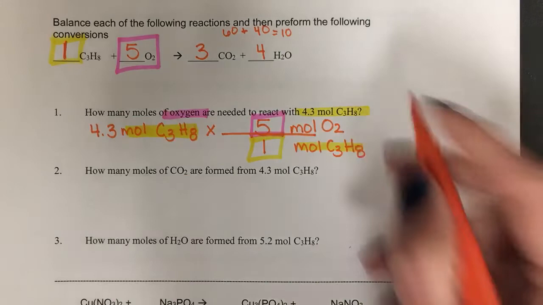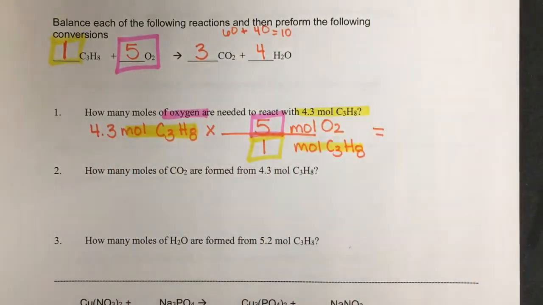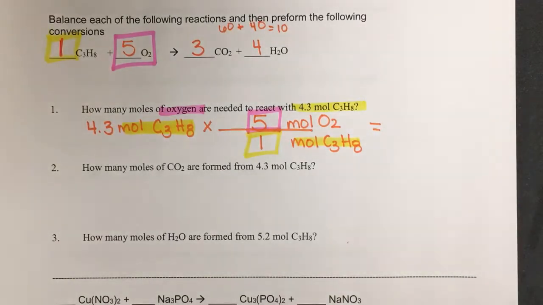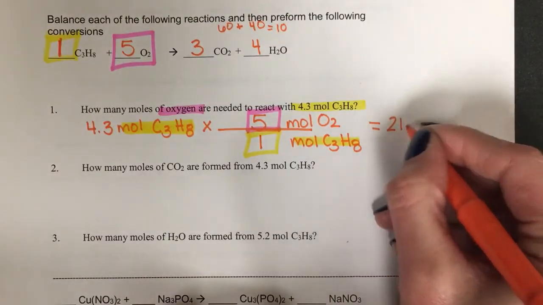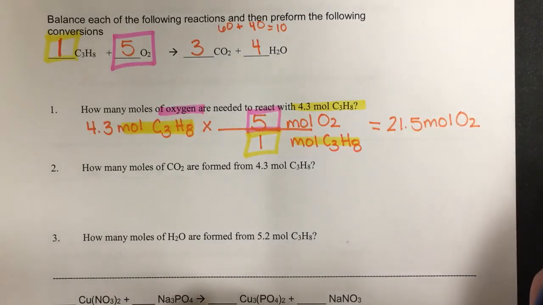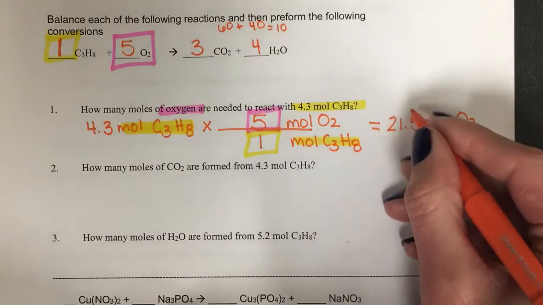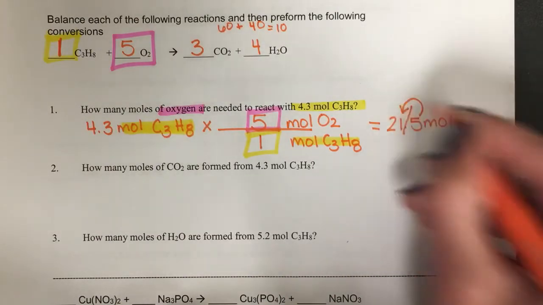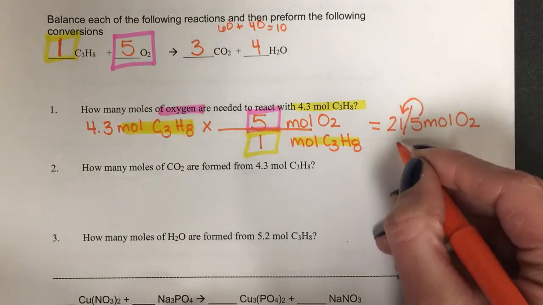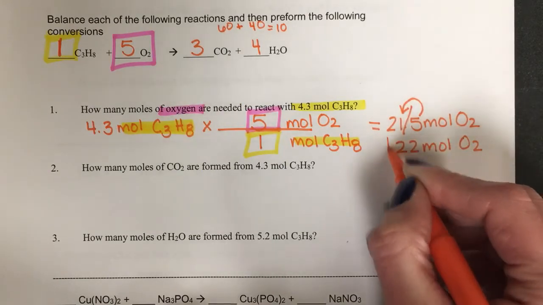Okay. So plug this into my calculator. 4.3 times 5. I get 21.5 moles of O2. Remember, I can only keep 2 sig figs. 1, 2. That'll round up. So I've got 22 moles of oxygen.